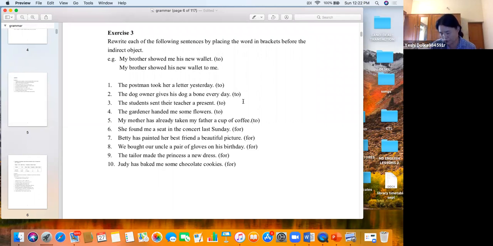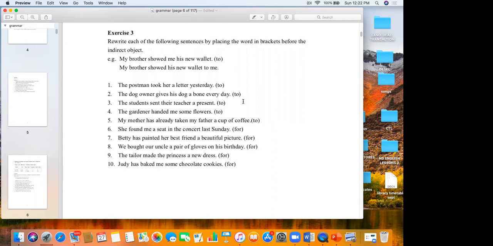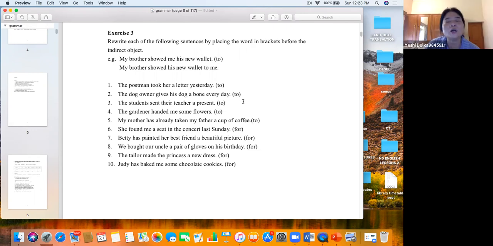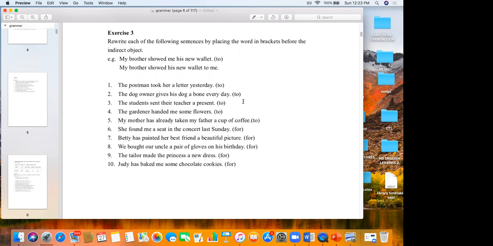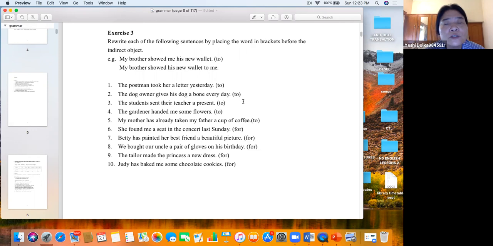Again, it's "to". The dog owner gives a bone to his dog every day. The dog owner gives a bone to his dog every day. Okay. All right. What about number 3?